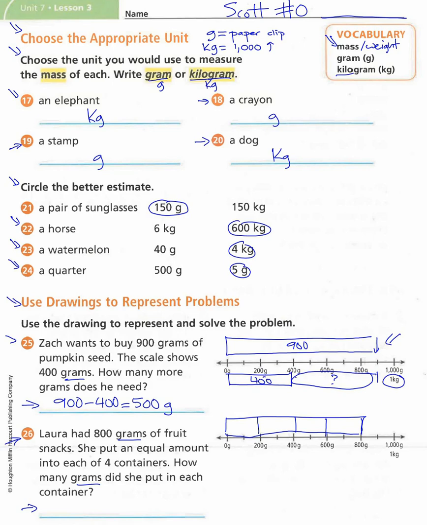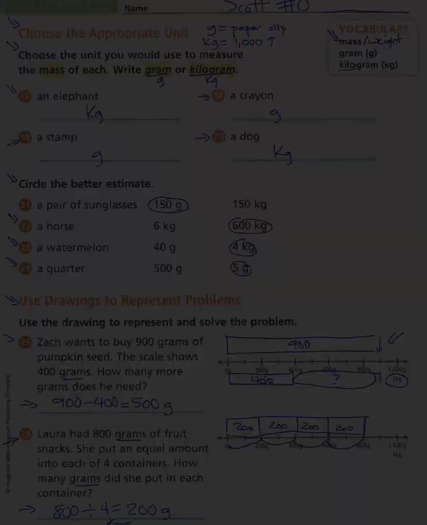Okay, so again, we're starting off with 800, and we're dividing them into 4 equal groups. So remember, we think backwards. We think what times 4 is 8? And that's 2, but remember, 200. And you can see over here, 0 to 200, 200 to 400, 400 to 600, 600 to 800. Each of those is 200 grams. Yep. And so I need to put on my label, grams. All right, so when you're ready to go, let's go on to the next page.